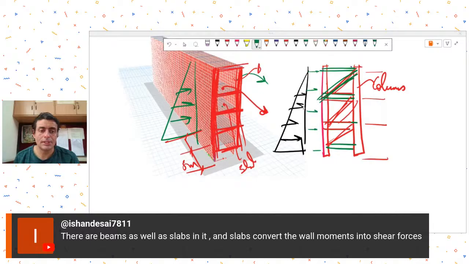Mr. Ishan is saying there are beams as well as slabs. Slabs convert the wall moments into shear. No, but what is the purpose? Slabs are not helping you. Replace your slabs by beams.